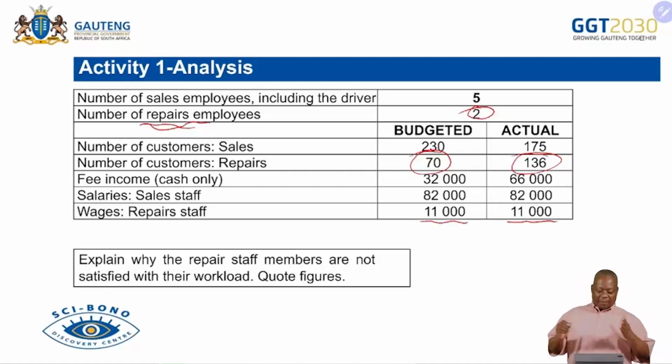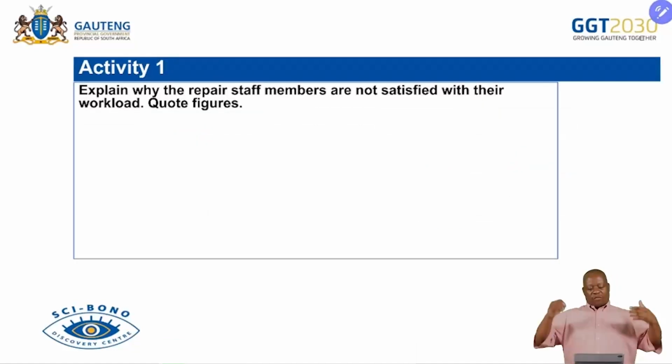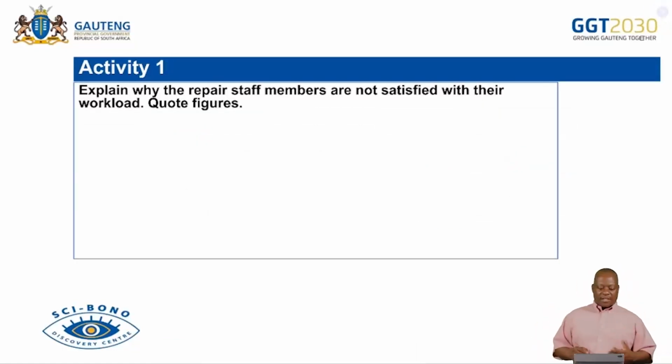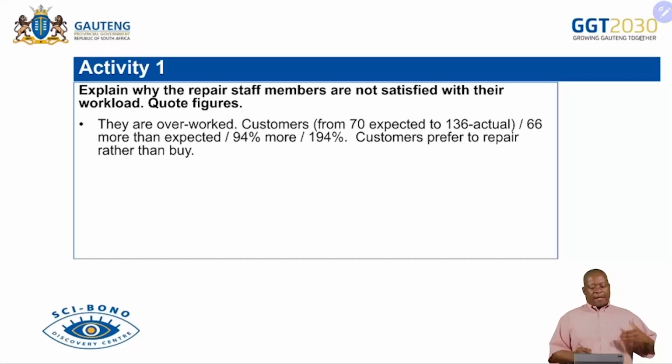Explain why the repair staff members are not satisfied with their workload. Quote figures. We have got everything to quote. Now let's check. What are we going to say? They are overworked. Customers, they are too much. From 70 budgeted to actually 136. That's an increase of about 66 more than expected.